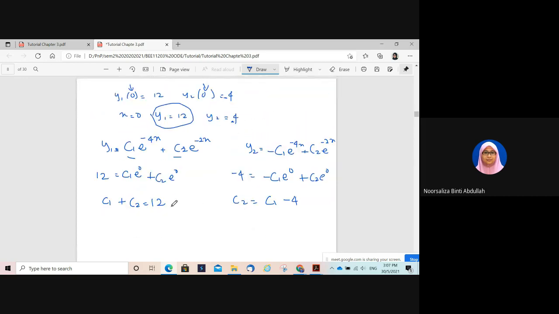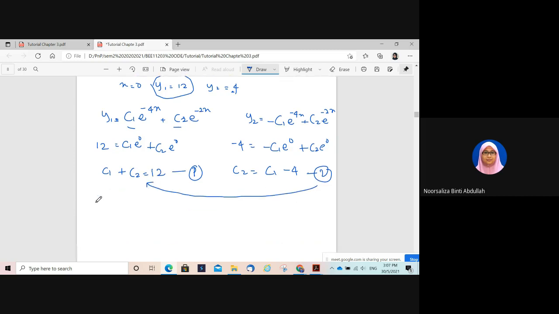So here, this one is equation number 1. This one is equation number 2. Then we put equation number 2 inside equation number 1. So what we have here is C1 plus C1 minus 4 equals 12. And 2C1 equals 16. So C1 equals 8.